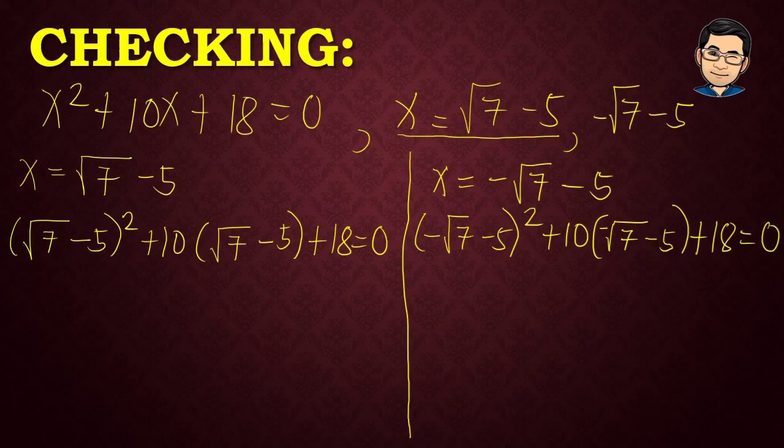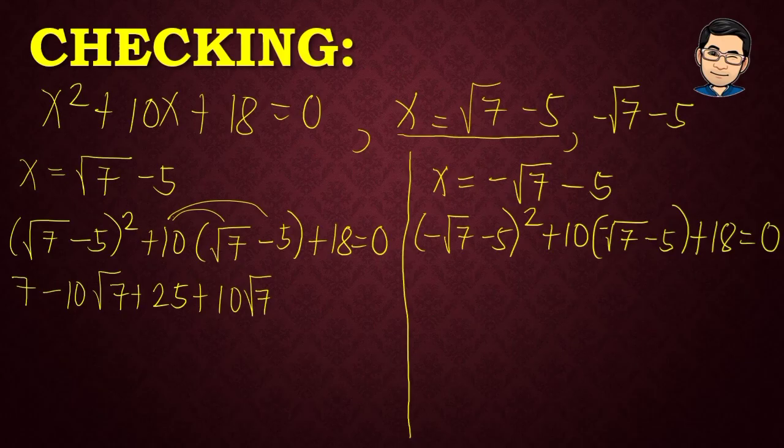So, what we will do here is like a square of binomial. So, square root of 7 squared, the radical is removed. Next, twice the product of the first and second term. So, square root of 7 times negative 5 is negative 5 square root of 7. Then, twice, it becomes negative 10 square root of 7. And then, square the last term, that is 25. Plus, this we distribute, 10 times square root of 7, 10 square root of 7. 10 times negative 5, that is negative 50, plus 18 equals 0.